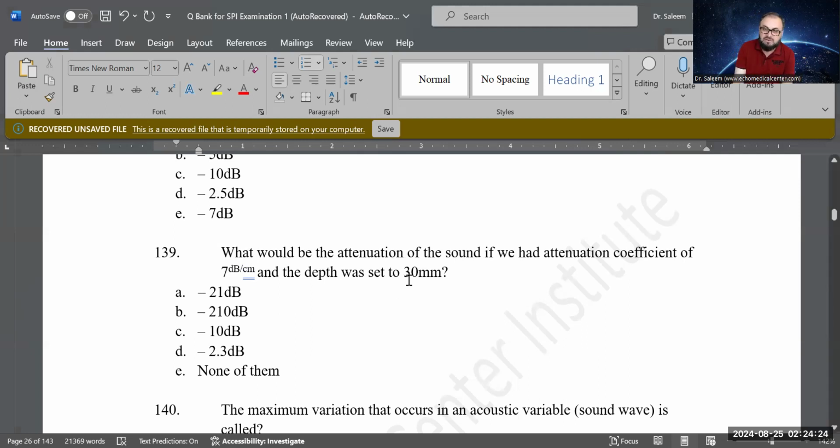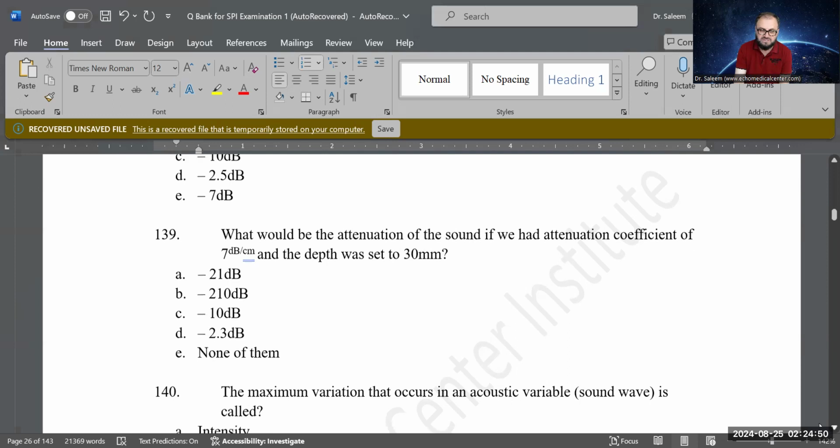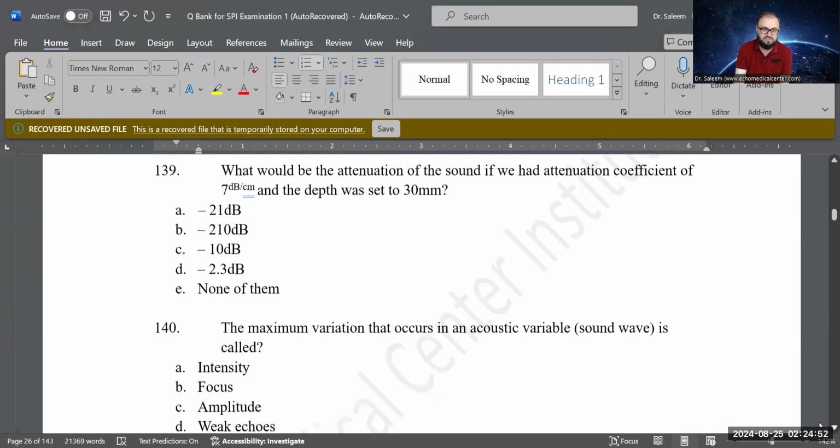So the 30 millimeter has to be converted to centimeter. Remember, we all know from high school that 10 millimeter is equal to 1 centimeter. This is 30 millimeter, so it means 3 centimeter. 3 times 7 will be 21. So the first option, A, is the correct answer here, correct? Because it's minus 21 decibel, minus because it's attenuation. Okay, good. Let's do the last question for this session.